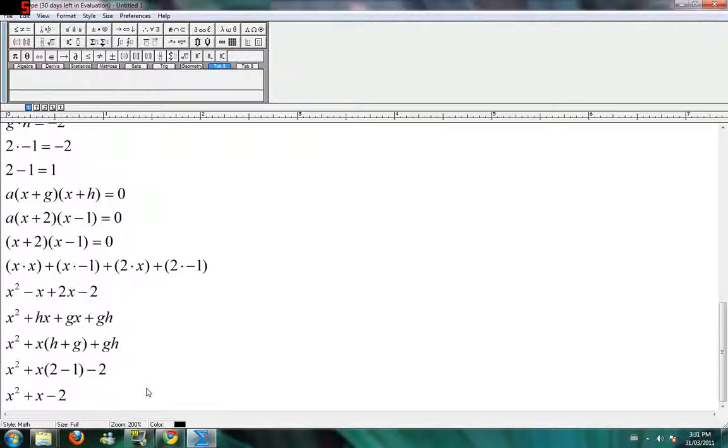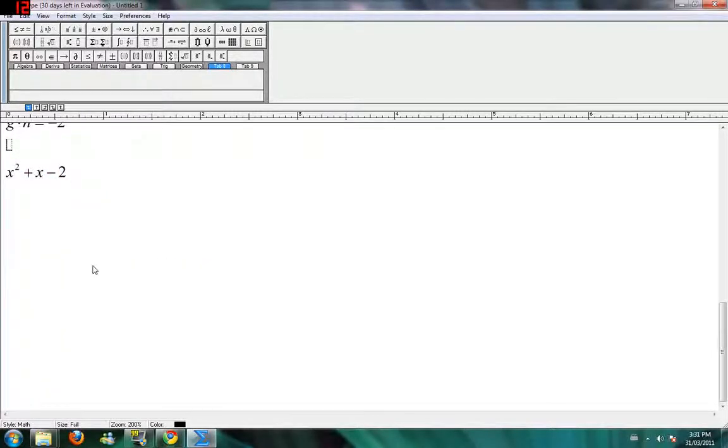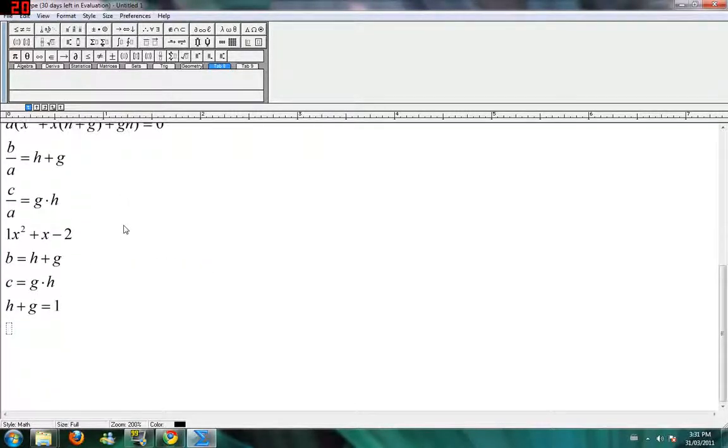Now, what if our a isn't equal to 1? For example, I can give you the question, 2x squared plus 8x minus 24 is equal to y. Or we can say just equal to 0, since this is the standard form.